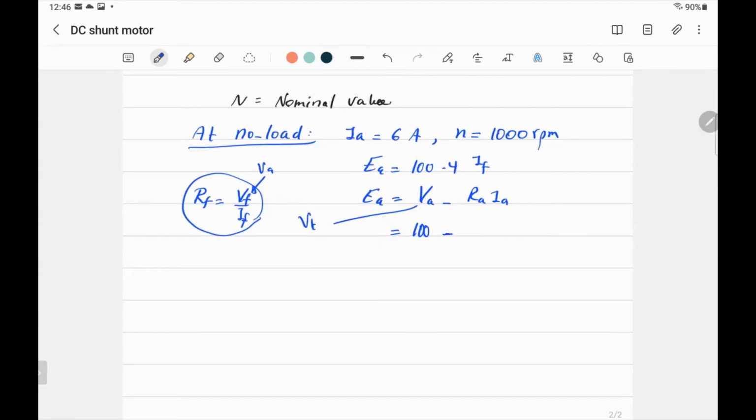Minus RA, the resistance RA is given, equal to 0.1 ohm, and IA is given at no load, equal to 6. All this at no load. So from that, I can find the EMF. The EMF will be equal to 99.4 volts. That's the EA.